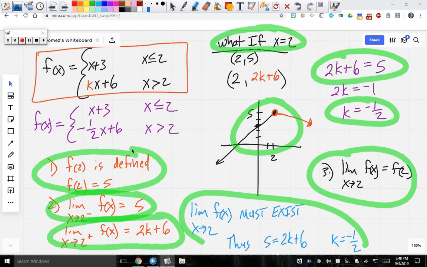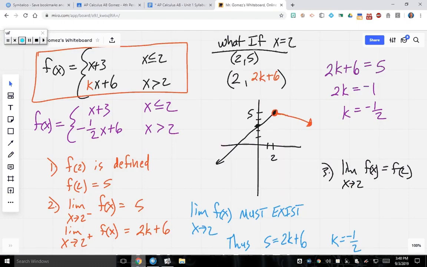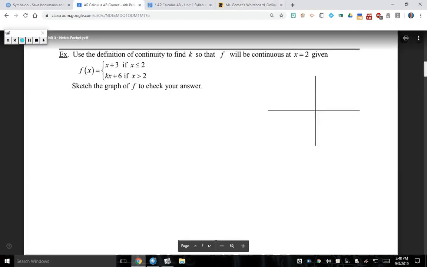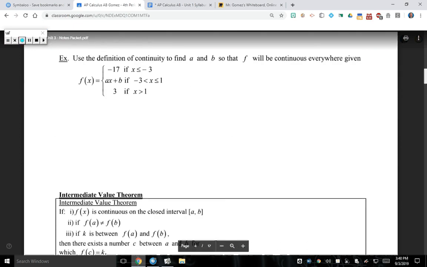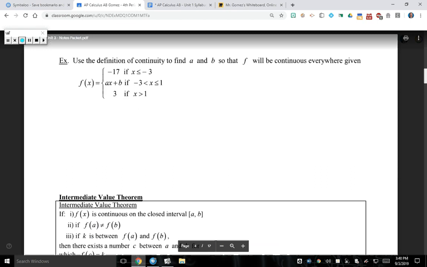Okay, this last one is the most difficult one. I don't think it's that difficult, but it's because I've seen it a lot. For you, the first time you see it, it looks difficult, but it's not really, okay? So let's go ahead and work this one together. All right, so let's go back to our notes. And it's this one right here. So next time we're going to do intermediate value theorem. But we're going to do this. Use the definition of continuity to find an A and B so that F will be continuous everywhere.